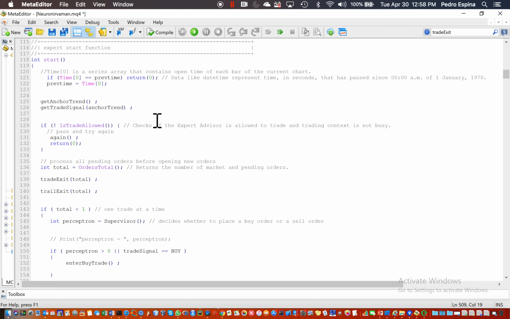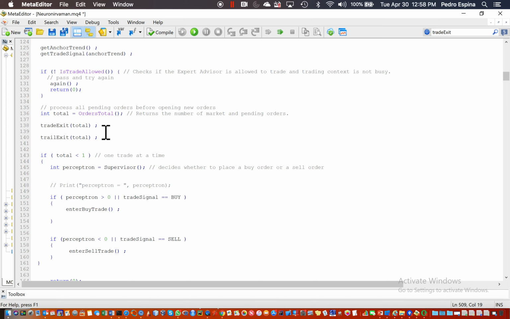So the next thing that we do is we have this trade exit. So we have a separate way to handle trying to exit from a trade. This trade exit function handles buy trades and sell trades differently, and both of the methods use the Bollinger Bands indicator. So if you'd like more information about that, you can take a look at the Neuronirvaman research page on Jira. The other method to exit a trade is using the trail exit method, which is described also in the simple and profitable exit strategy.